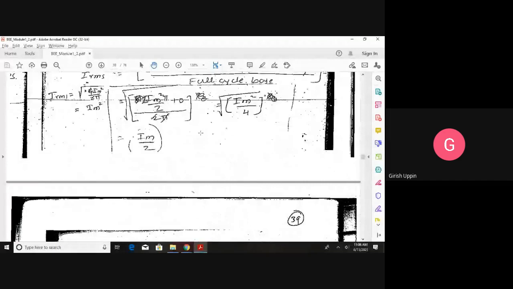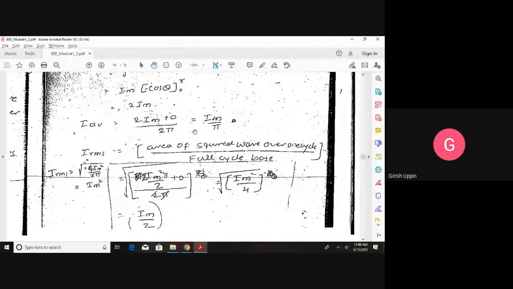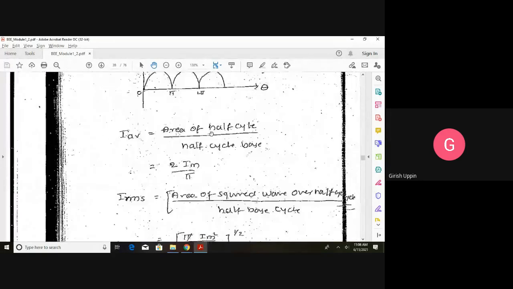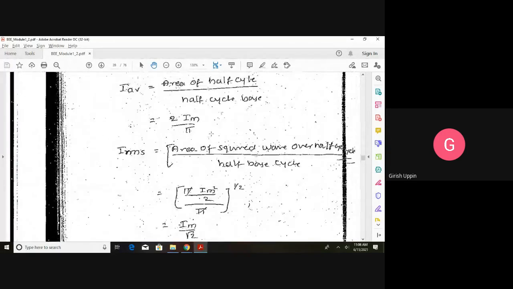Average value for the half wave rectifier is Im by pi. So now for full wave rectifier, it is 2 times, isn't it? 2 times Im by pi. That is what we got. So it is double. The average value of the full wave rectifier is double the half wave rectifier average value.